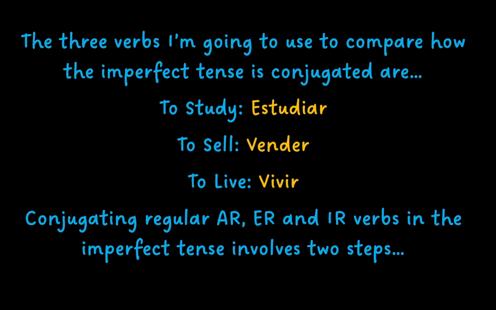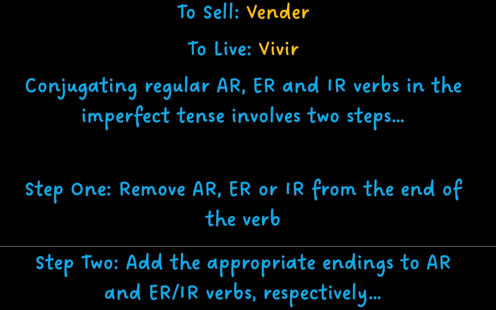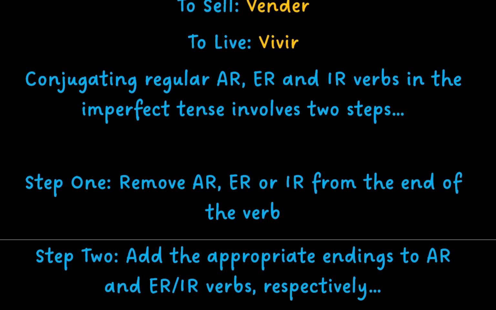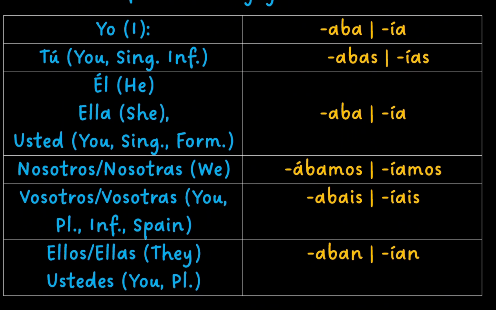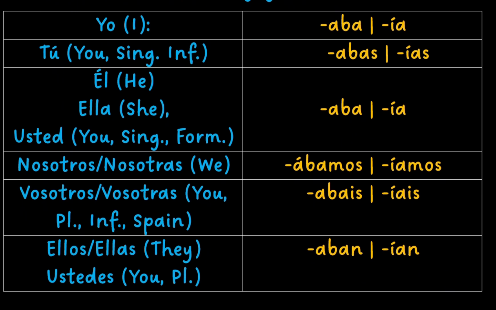Conjugating regular AR, ER, and IR verbs in the imperfect tense involves two steps. First, we remove AR, ER, or IR from the end of the verb. And second, we add the appropriate ending to AR and ER or IR verbs respectively. These endings are illustrated in the following chart. Note that the I form and the he, she, and you form are conjugated the same way. And the sentences that follow will offer specific examples to show how these conjugations are done.